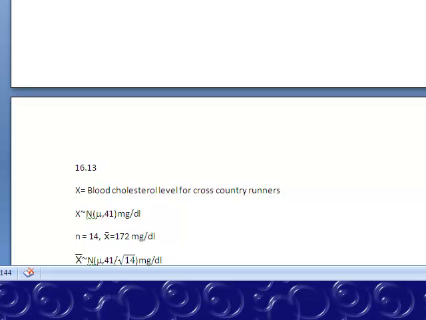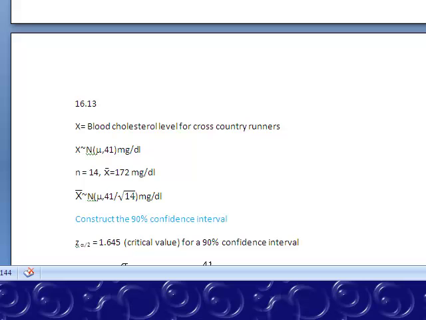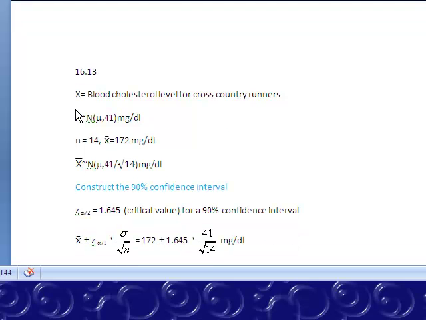So there we have our distribution, and they want us to make a 90% confidence interval. The first thing we look at for a 90% confidence interval, the critical value for that is 1.645. So now, how do we make our confidence interval? Well, remember that the general formula for a confidence interval is the statistic plus or minus the margin of error. And what's in the margin of error? Well, we have the critical value times the standard error.